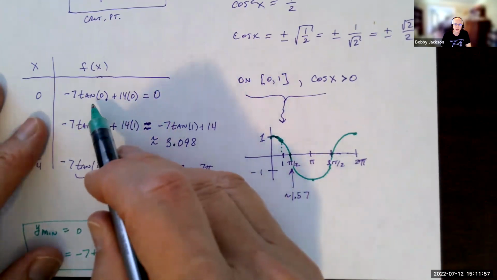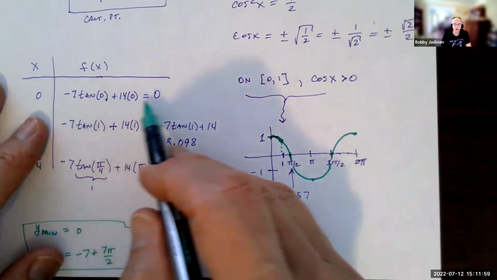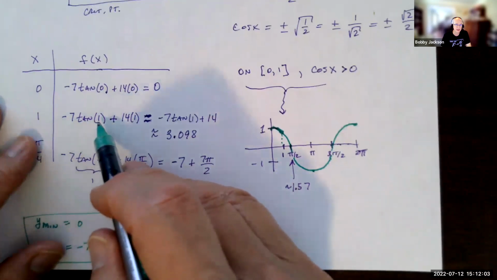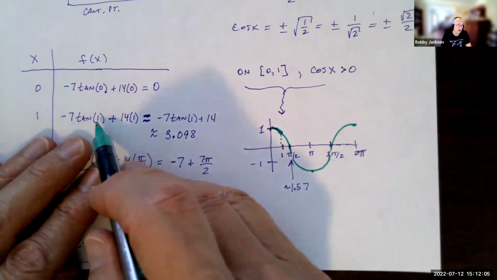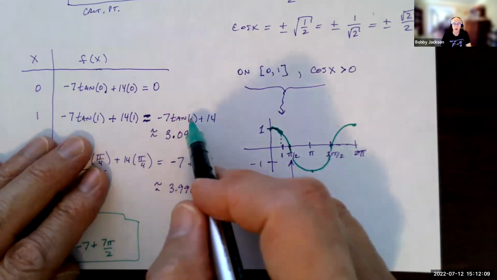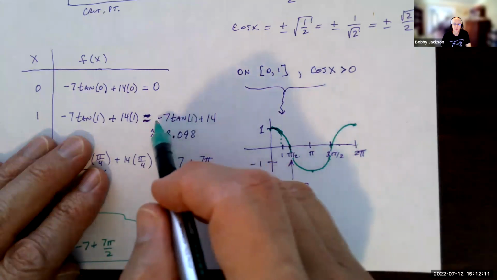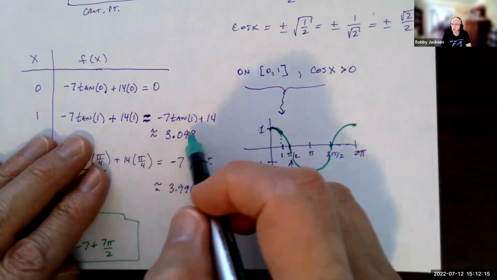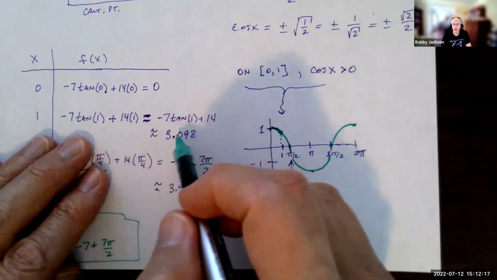For 0, of course, tangent of 0 is equal to 0, and so I get 0 when I plug in 0. When I plug in 1, I get tangent of 1. Now, tangent of 1, I don't know what that is. You can use your calculator to approximate, but I get -7 tangent of 1 plus 14. So there's the exact value, and using a calculator, making sure you're in radian mode, that's about 3.098.